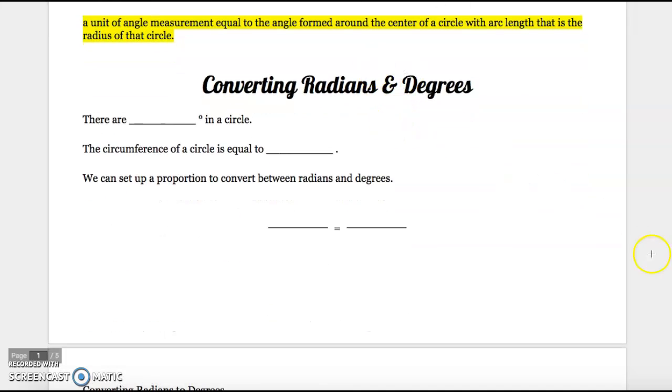Some helpful things to know are that there are 360 degrees in a circle, and the circumference of a circle is equal to 2 pi r. So if we take the most basic circle, the unit circle actually, and we make our radius 1, we can set up a proportion between radians and degrees, so that there are 360 degrees in 2 pi radians, or rad. And then if we reduce that even further, there are 180 degrees in just pi radians.